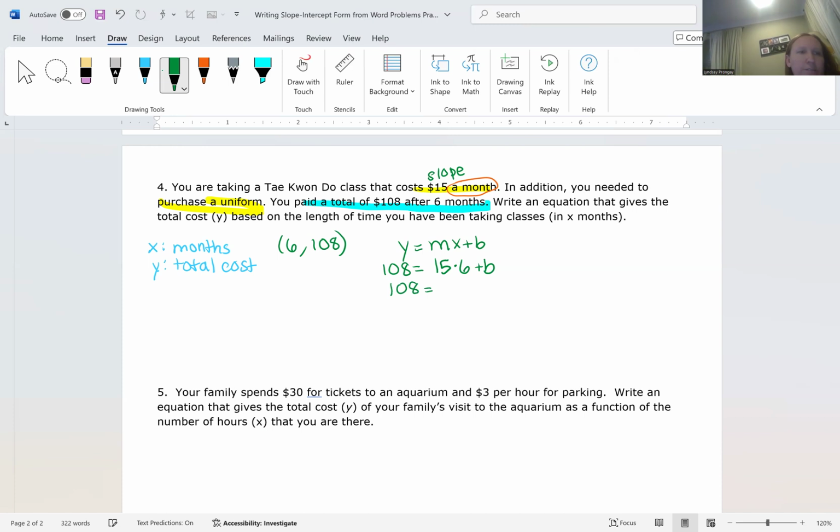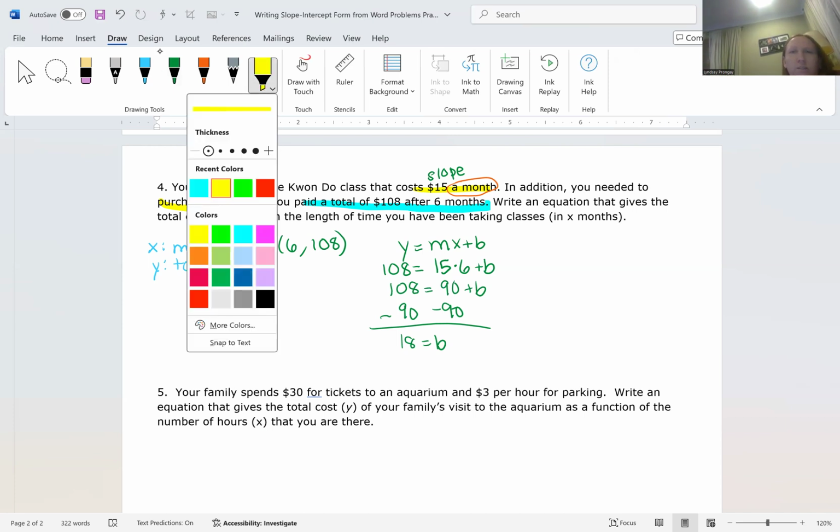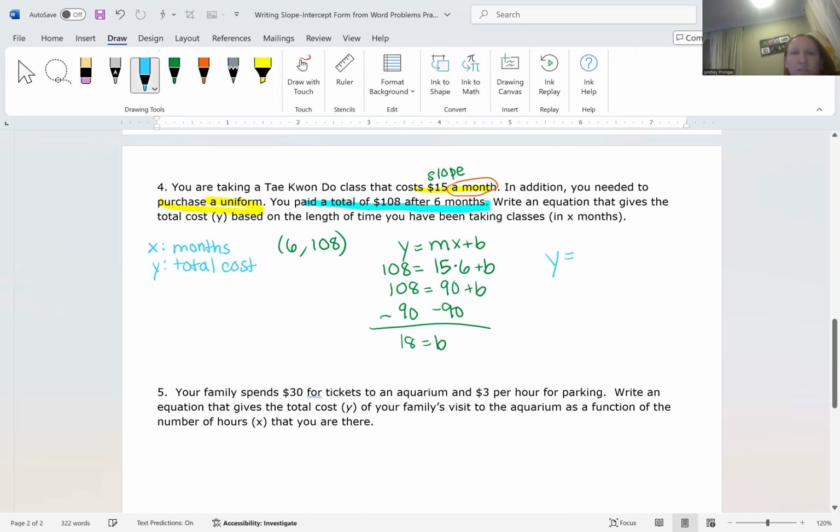We multiply the 15 and the 6 to get 90. And then we subtract the 90. We get 18 equals B. So that was the cost of that uniform. So our equation is Y equals $15 a month plus the $18 uniform, which is a pretty good deal if you ask me.